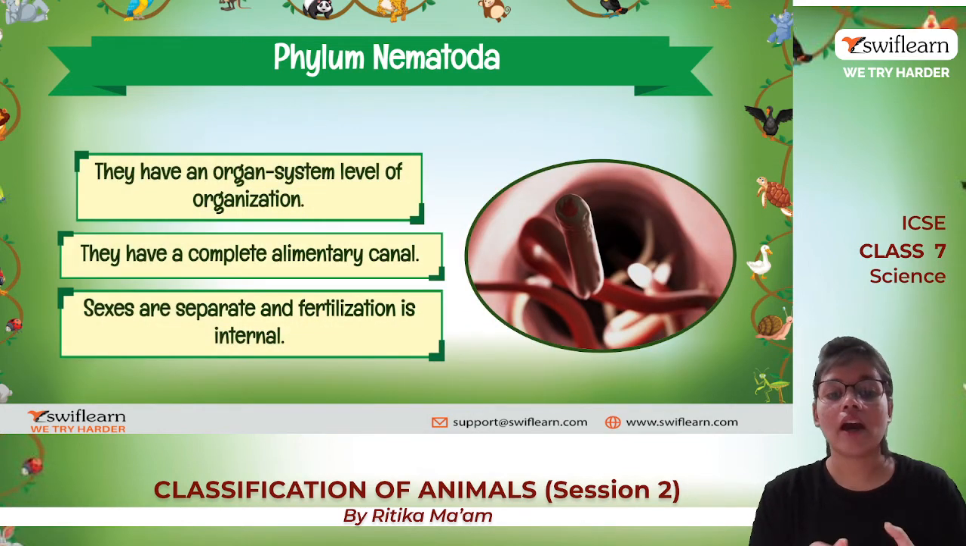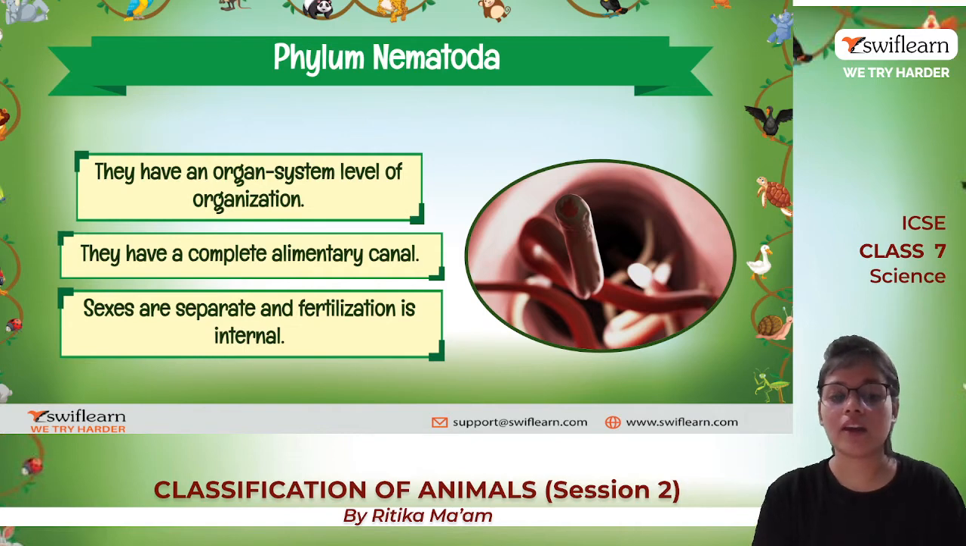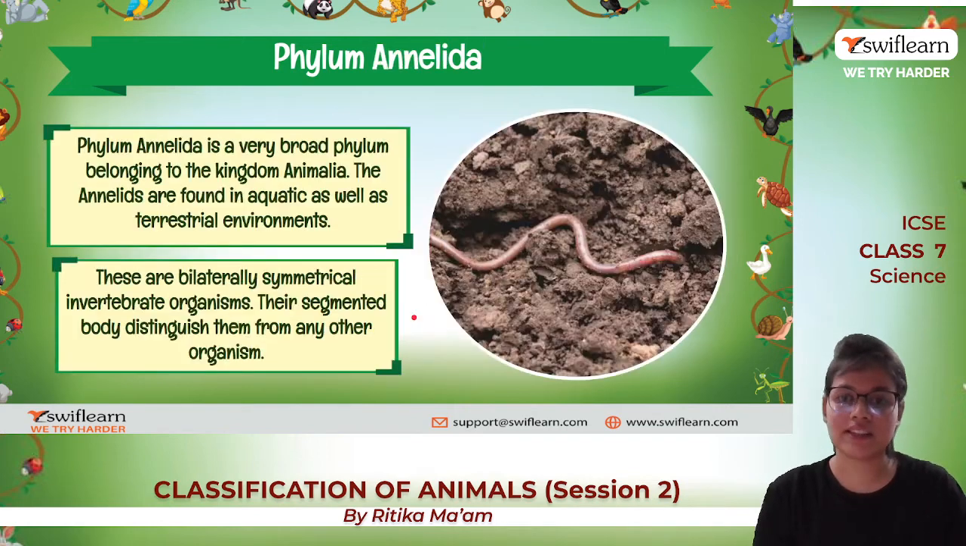Then they have an organ system level of organization, and they have a complete alimentary canal. Fertilization is internal, they have separate sexes, and they possess internal fertilization.